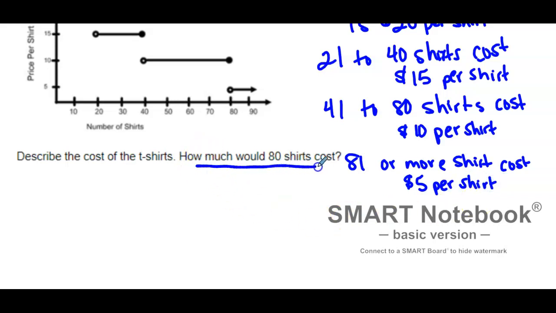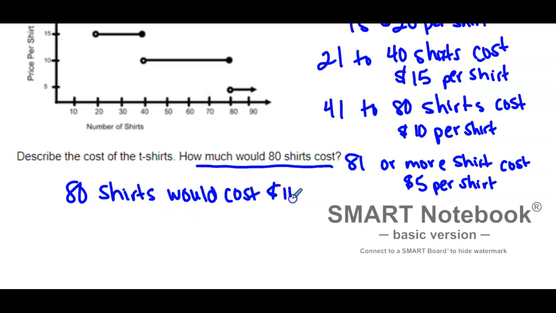He wants to know how much 80 shirts would cost. 80 shirts is not included in the last interval because that's an open circle. 80 shirts is included here, and they would be $10 per shirt. So 80 shirts would cost $10 each, for a total cost of $800.